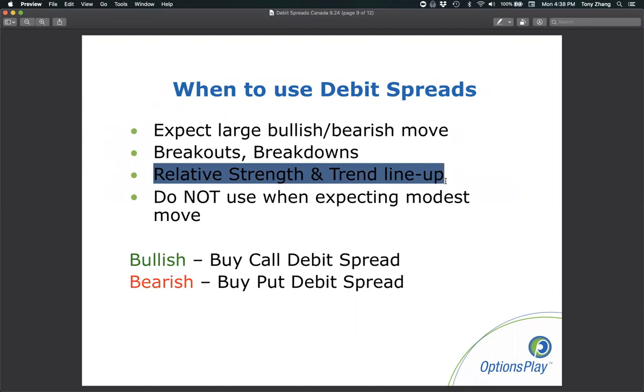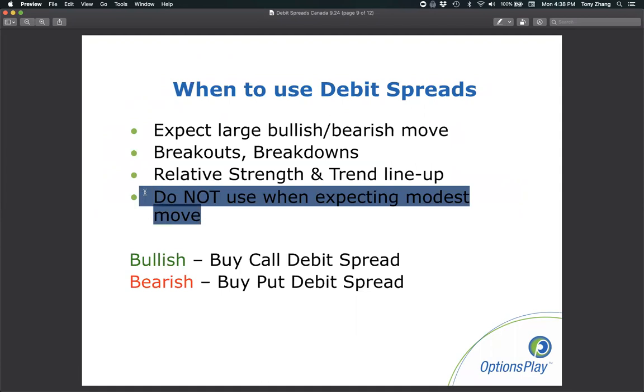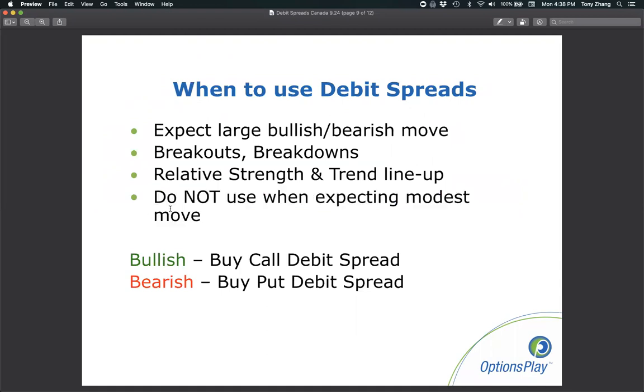And lastly, again, you do not want to use them when you're expecting a modest move in the underlying stock. So if you think the stock's going to make a small move, you don't think it's going to move a lot, but you do think it's going to move slightly higher or slightly lower, debit spreads are not the right strategy to utilize if you're expecting a small or modest move. And lastly, if you're bullish on a stock, you want to buy the call debit spread. If you're bearish on the stock, you want to buy the put debit spread. So just a quick reminder as to which one to trade, whether you're bullish or bearish on an underlying stock.